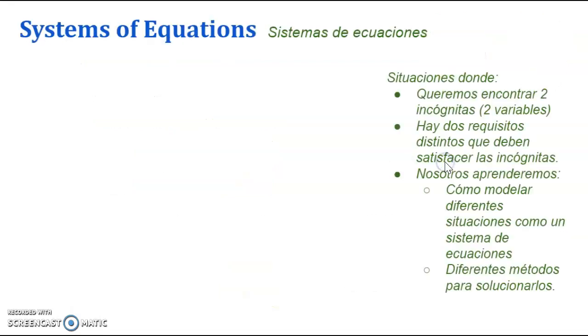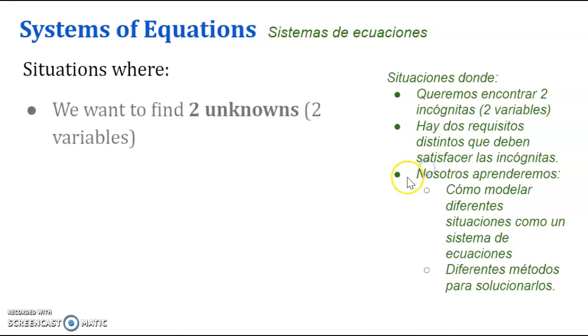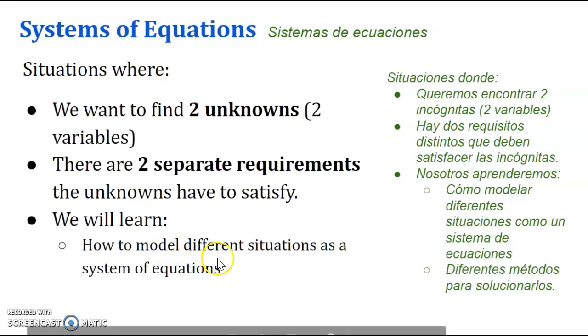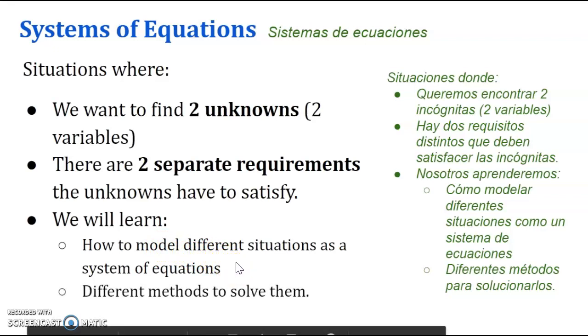Well, there is, and that's where systems of equations come in. It's for situations where you want to find two unknowns, that's two variables, and there are two separate requirements the unknowns have to satisfy. So we will learn in this unit how to model different situations as systems of equations and different methods to solve them.